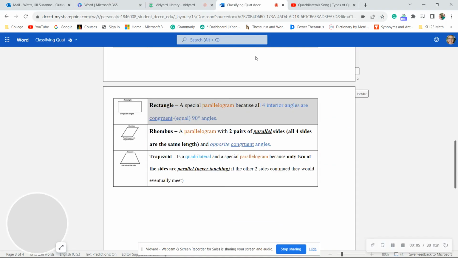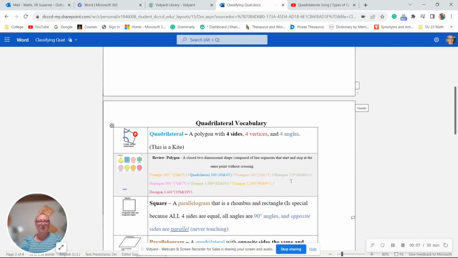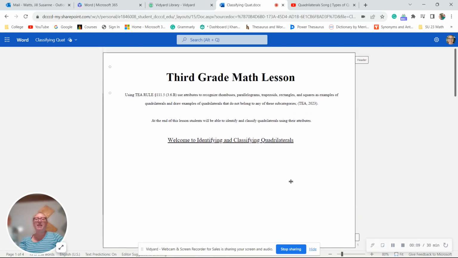This is Miss Watts, and today we're going to be doing the third grade math lesson. I've got my husband in here. Say hi, Robert. Hello. And he's going to be playing the student.